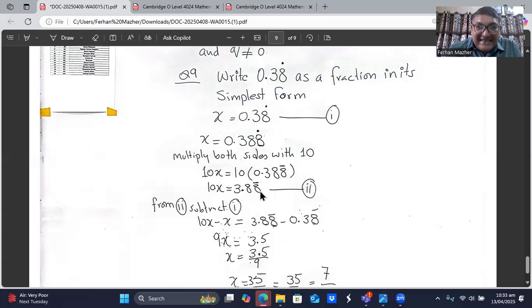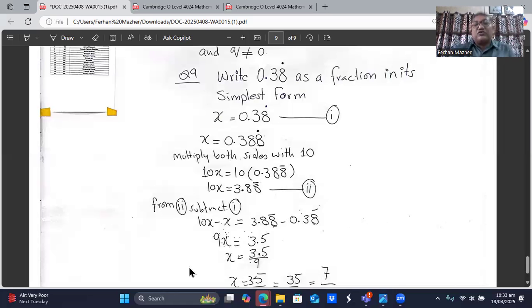Now you can see this 8 bar is on the second decimal place. Here also the 8 bar is on the second decimal place. They are good. So from the second, I will subtract the first one. So 10x minus x is equal to 3.88 bar minus 0.38 bar. When you subtract them, this 8 bar will be cancelled. So you will have 3.8 minus 0.3, which is 3.5. So 9x is equal to 3.5.